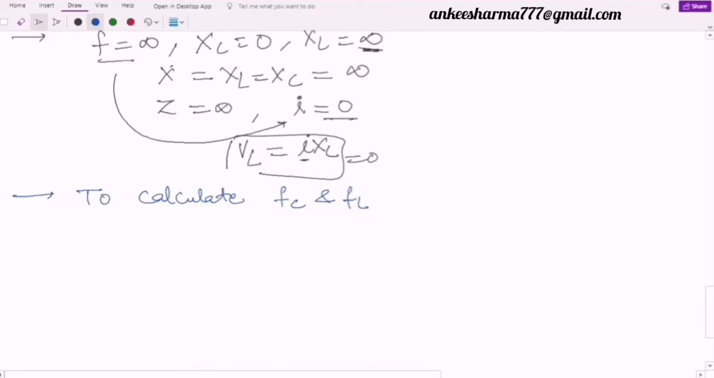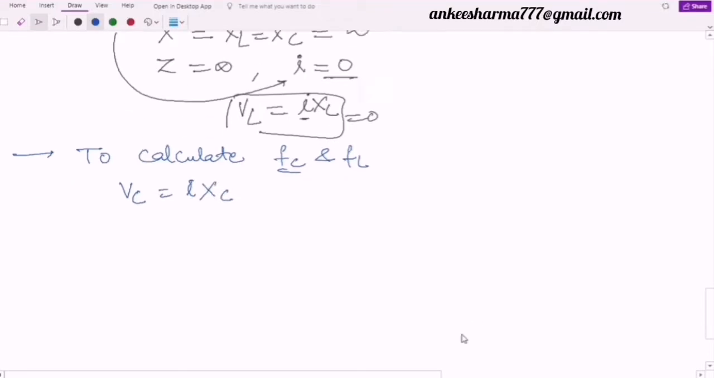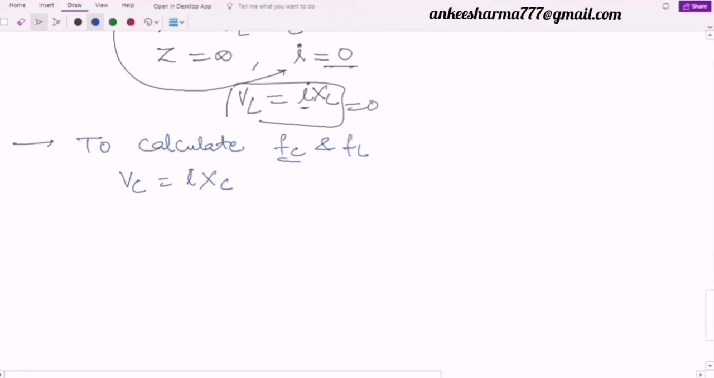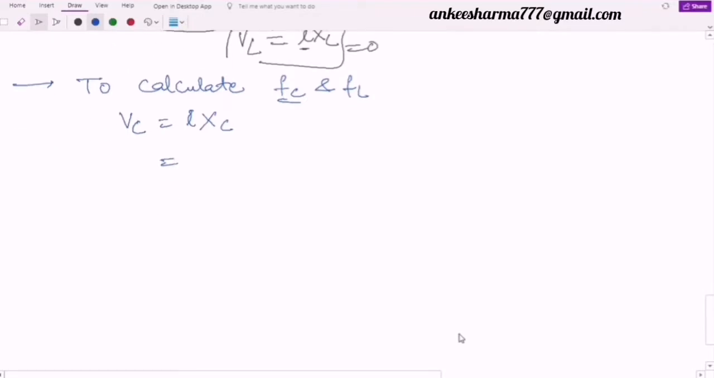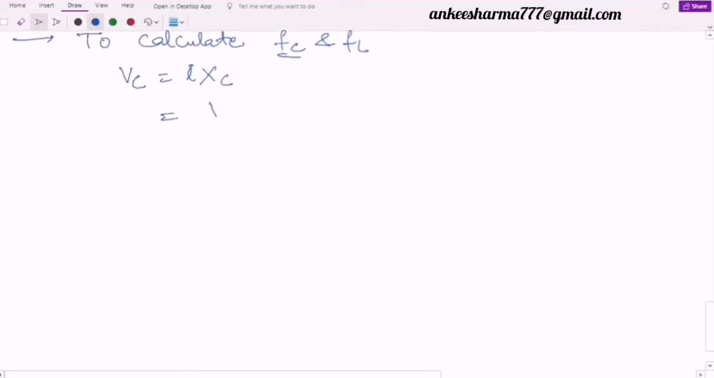So if I talk of this FC first, in the case of FC we will consider VC. VC will be equal to I into XC. Now what is I? I can be written as V by Z, where Z can be written as the root of R square plus XL minus XC whole square. This is the simple formula to write your I into XC.